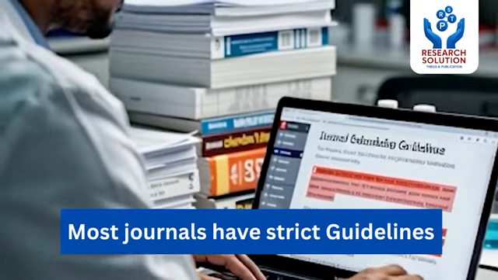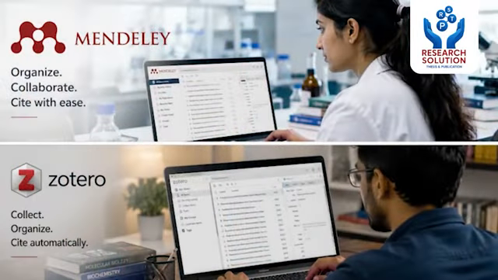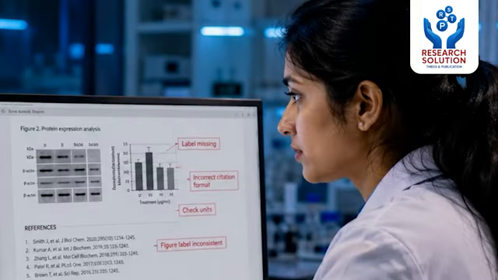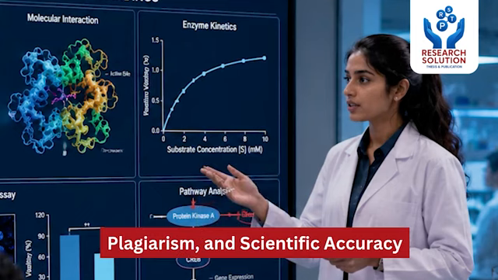Most journals have strict guidelines, and even excellent research can face rejection because of poor formatting or citation errors. Tools like Mendeley or Zotero can make citation management much easier. Finally, revise your paper multiple times. Check grammar, flow, figure labels, plagiarism, and scientific accuracy.